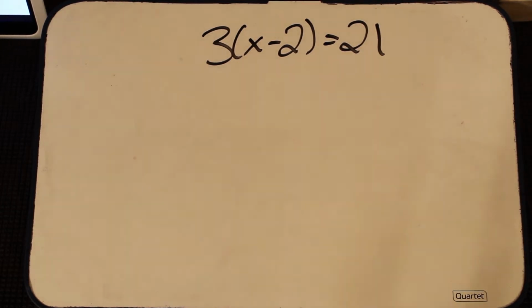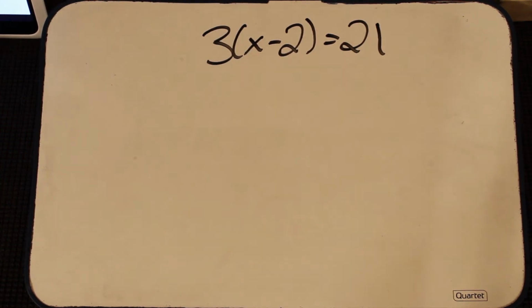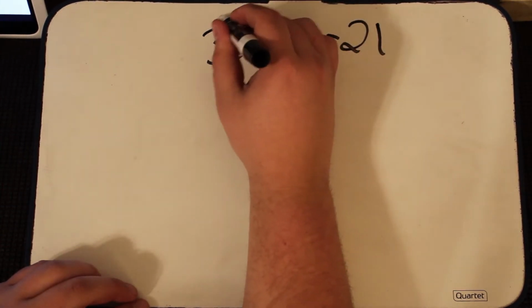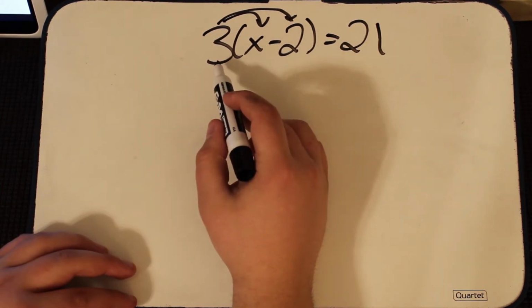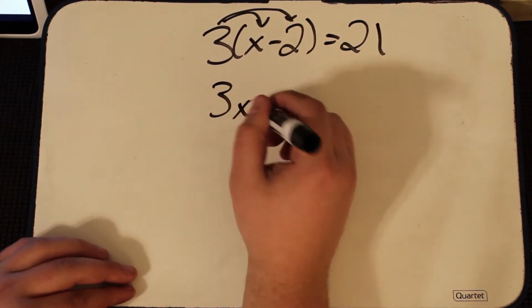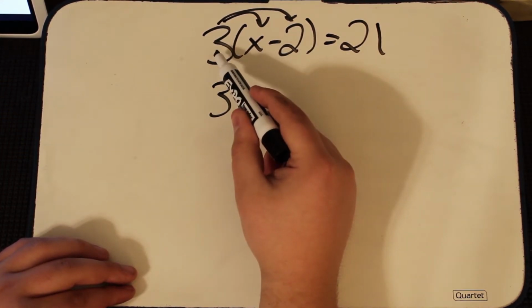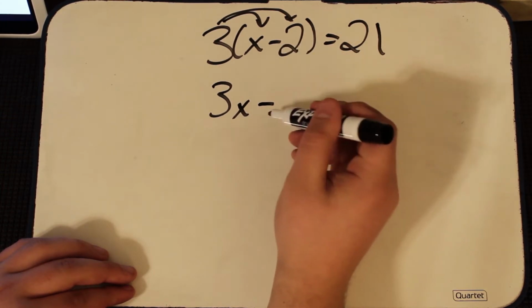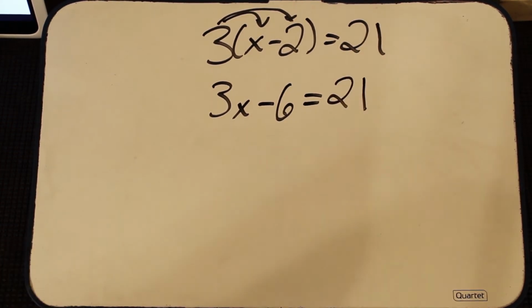Now, because this 3 is on the outside, it's multiplied by this entire quantity here, this whole x minus 2. And since it's set up the way it is, I can distribute. If I was going to show it, I'd just draw my arrows. Now I'm going to multiply the 3 by each term. I get 3 times x, so 3x. Then, keeping our signs, 3 times minus 2, which would be minus 6, and that still equals 21. Now, I have a two-step equation again.